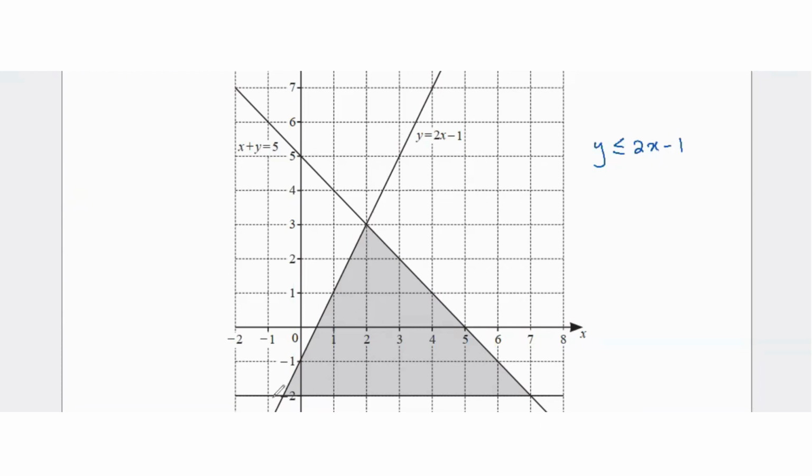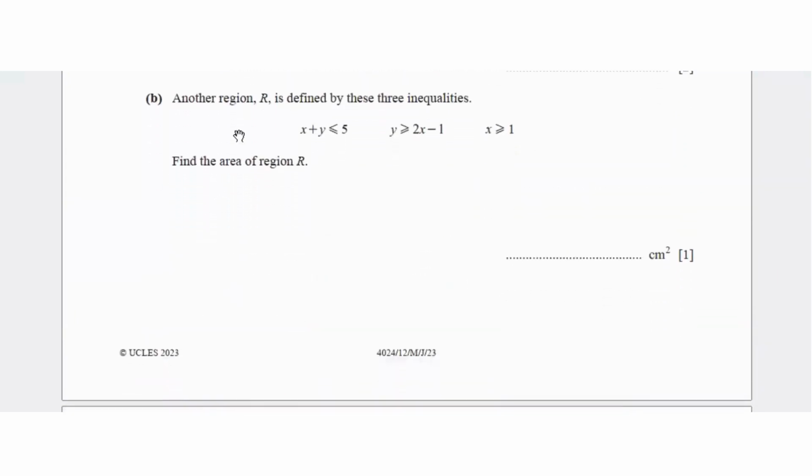Then for y equals -2 over here, we're looking at values that are increasing for y. That's going to be y greater than or equal to -2. And then for x plus y equals 5, we're once again looking at values which are decreasing. So x plus y is less than or equal to 5. Another region R is defined by these 3 inequalities. Find the area of region R.